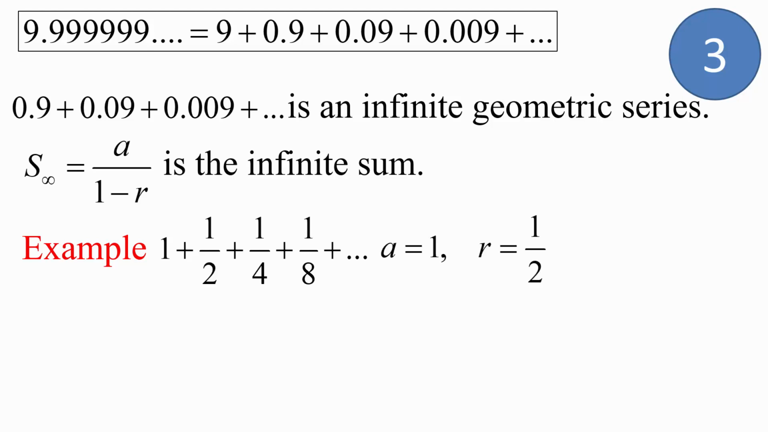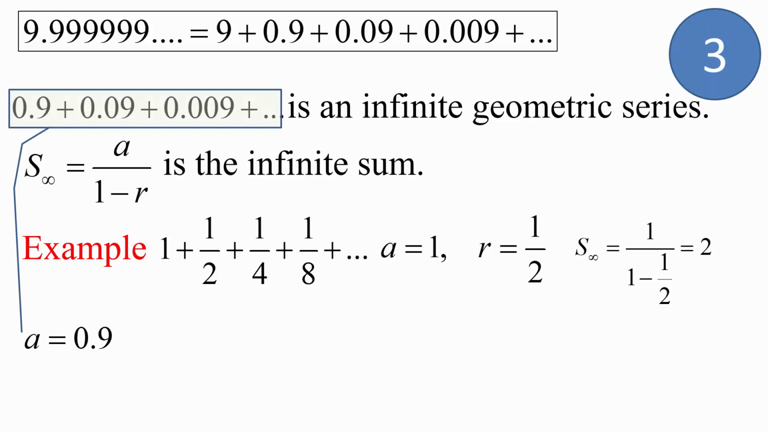For this one, a is 1, that's the first term, and r is a half because we multiply each term by a half to get the next term. Now we substitute those values into our formula, and as you can see, the infinite sum is equal to 2. That means, of course, that if you add those terms to infinity, it comes out to be 2. But the question is, what does to infinity mean? Can we actually ever get there?